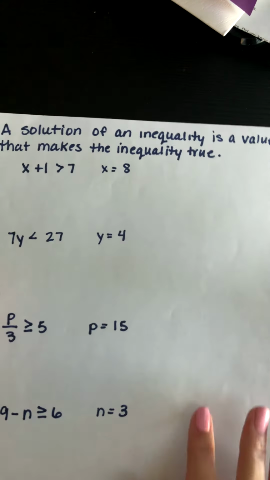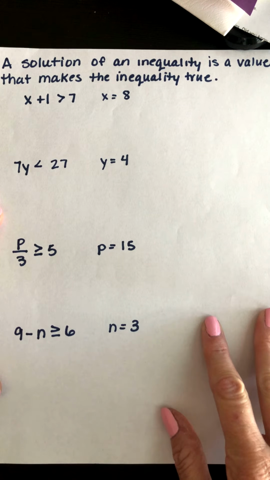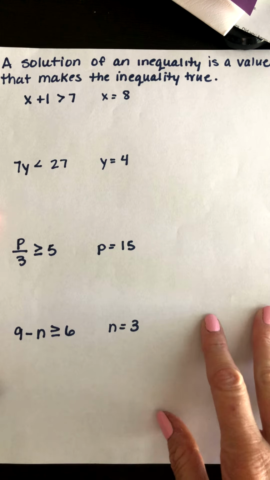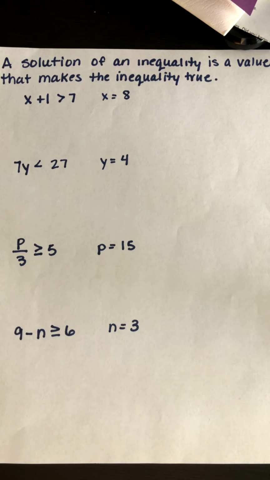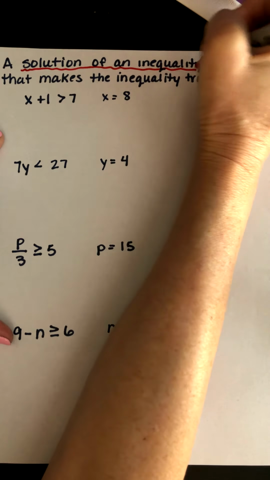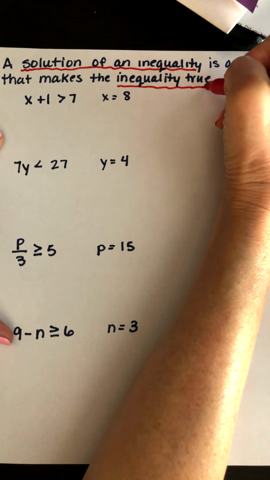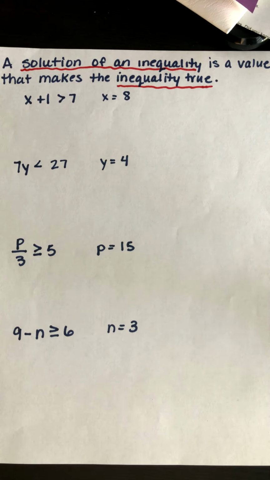So let's look at what we have here. A solution of an inequality. So a solution of an inequality, that's going to be an answer. A solution of an inequality is a value that makes the inequality true. Make sure you write this all down.